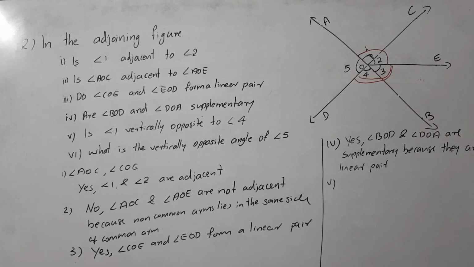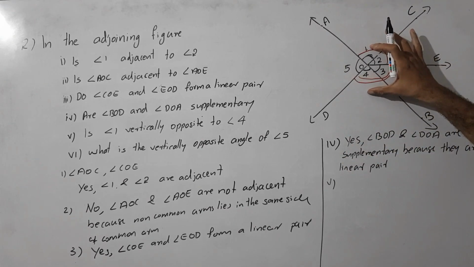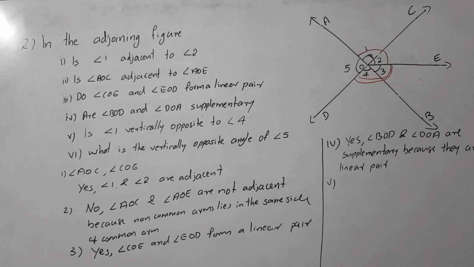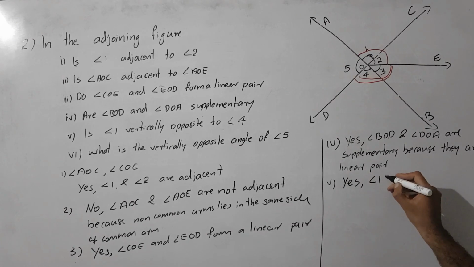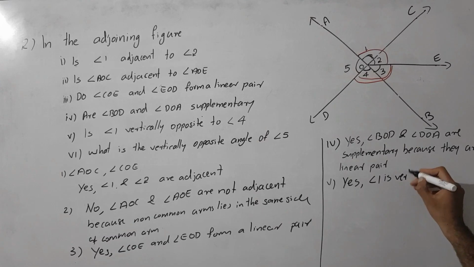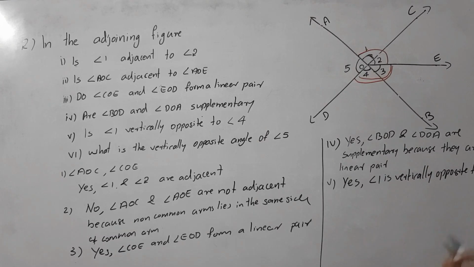If angle 4 is marked, what is it? They lie just opposite. So correct. So they are vertically opposite angles. Then is angle 1 vertically opposite to angle 4? Yes. Angle 1 is vertically opposite to angle 4. Correct.